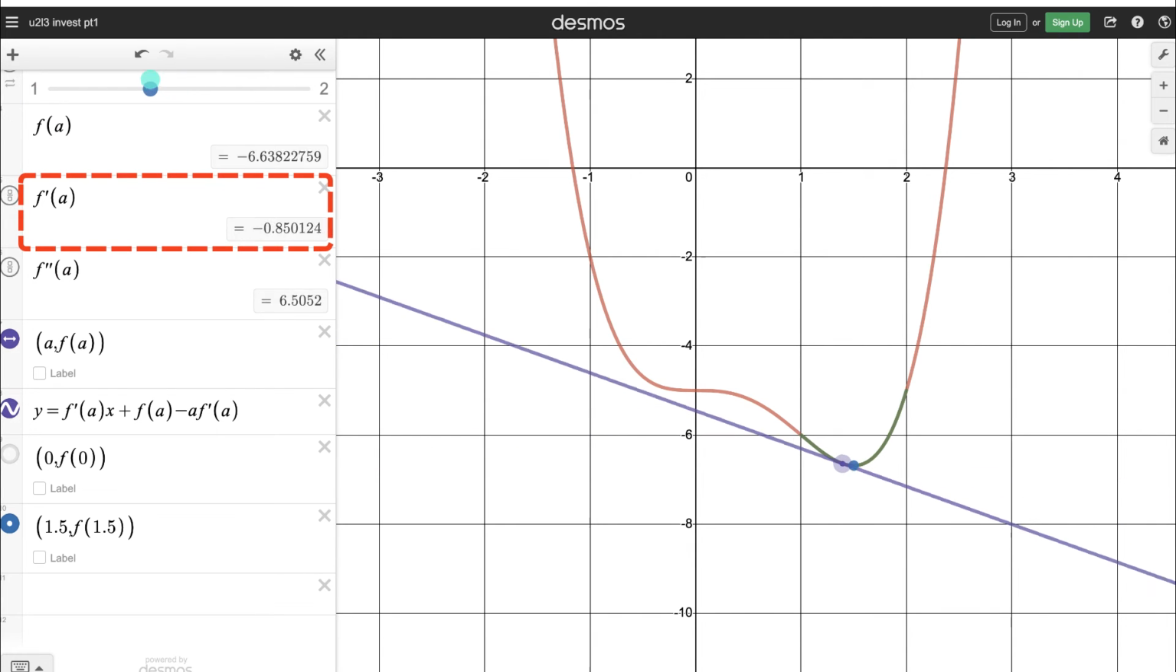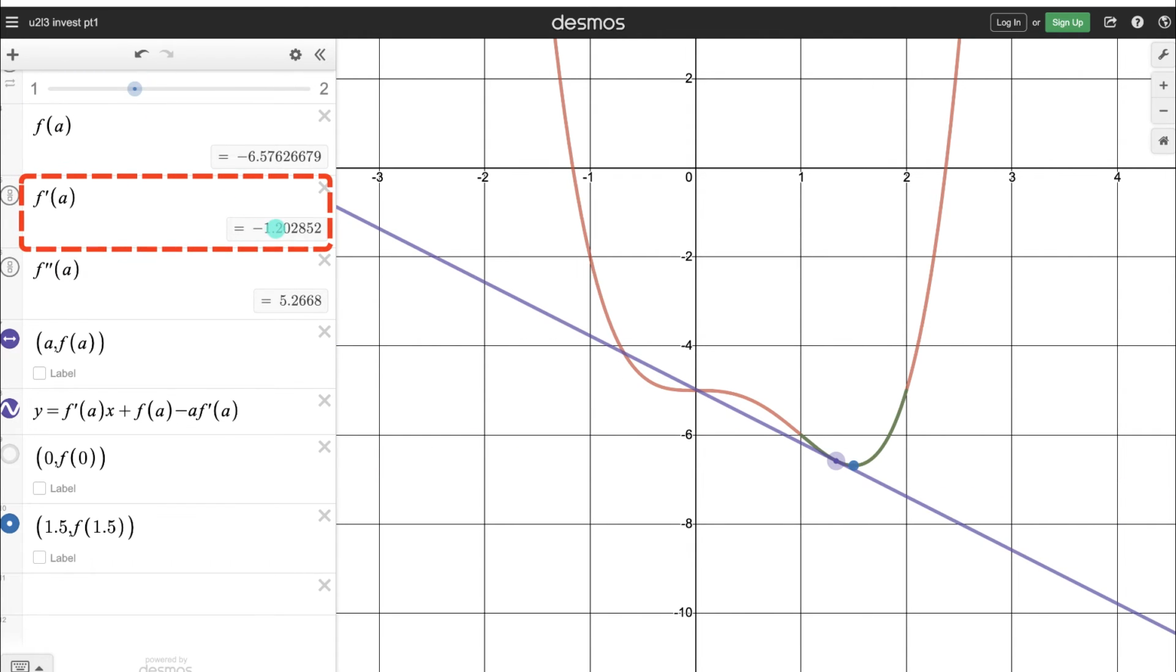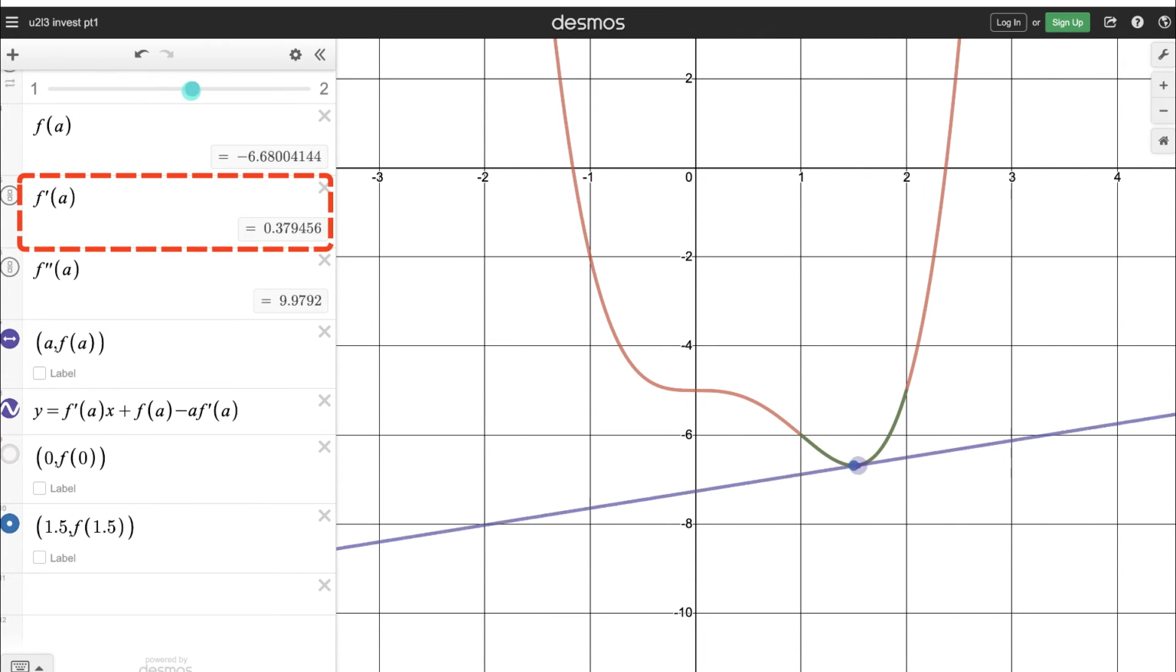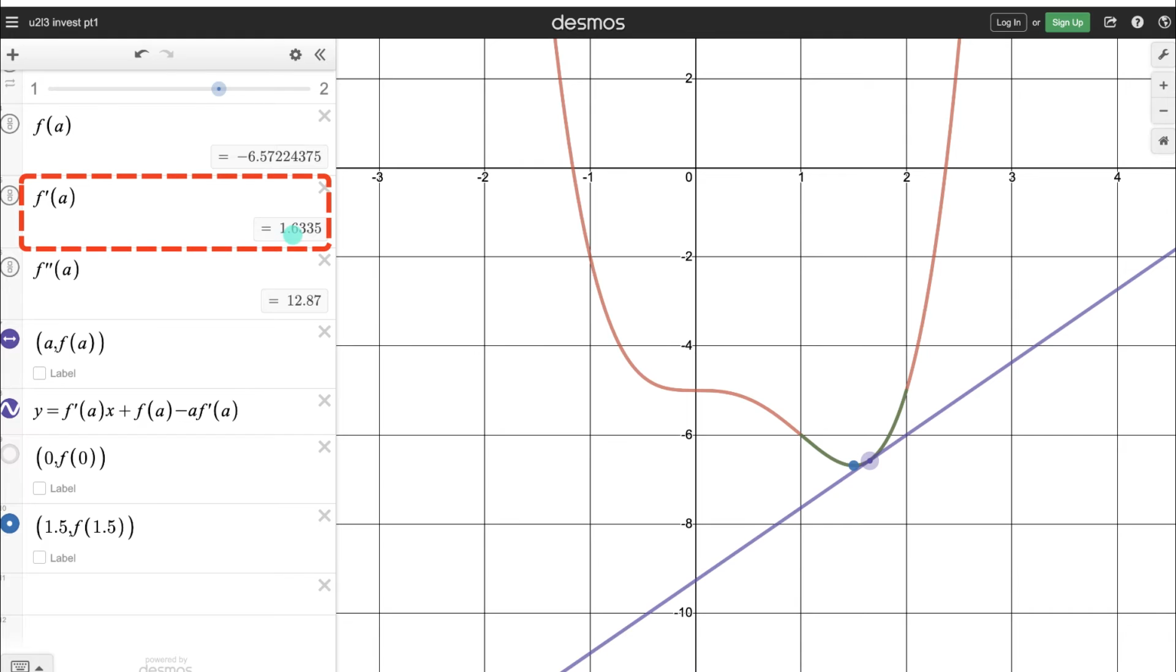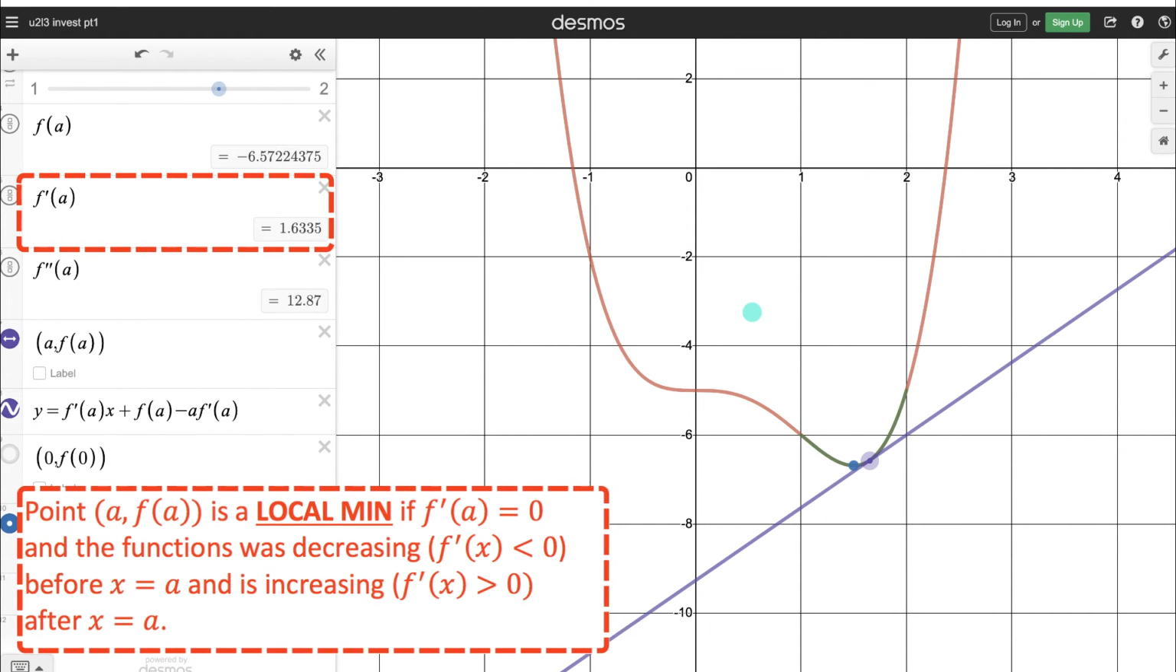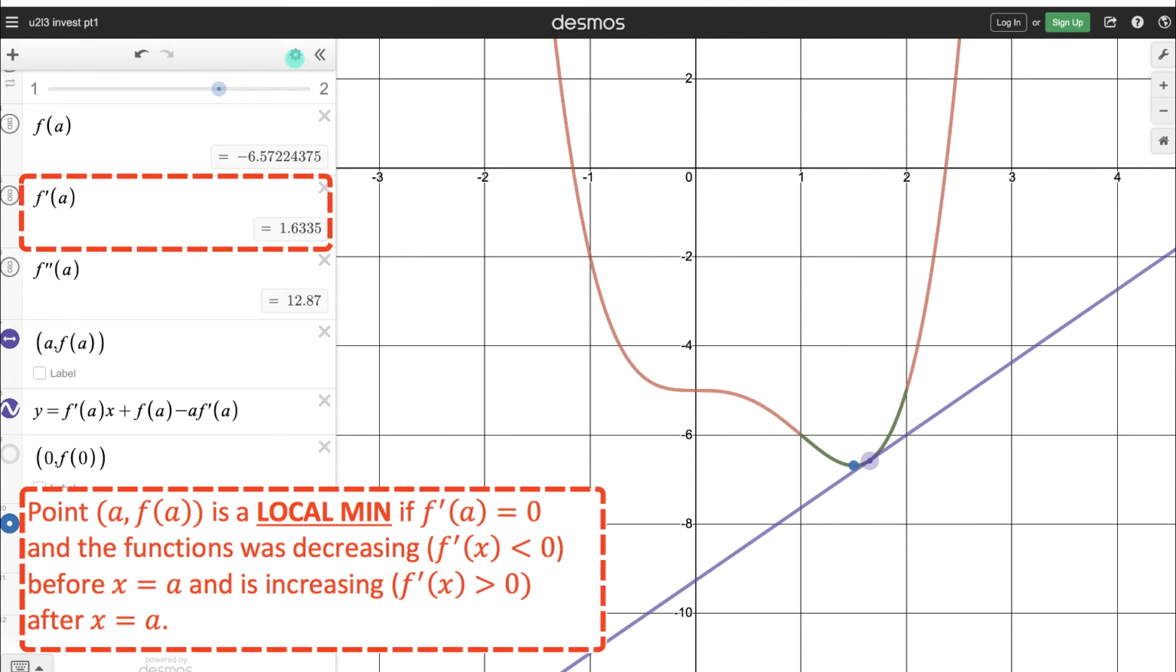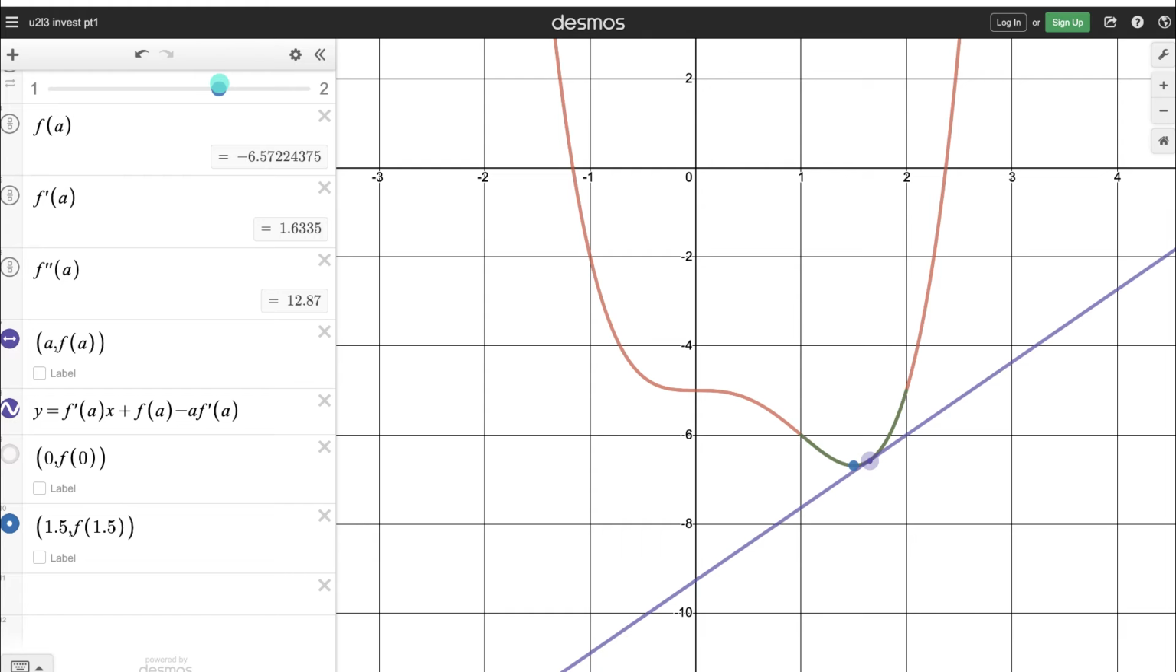Before that point, the first derivative is negative, which means the function is decreasing. After that point, the first derivative is positive, which means the function is increasing. So if the function went from decreasing to increasing, that means at the point it was a local min. That's the first derivative test. The second derivative test might actually be a bit quicker.